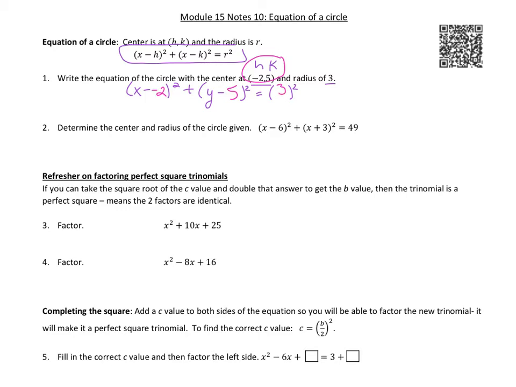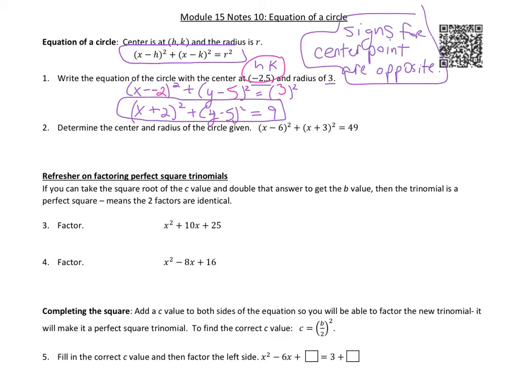Now if you notice, some of these things need to be adjusted. So this first parentheses, if we have minus a negative, becomes a +2. The y will just stay y minus 5. And then when we square the 3, we end up with a 9. So this would be our final equation after we simplify everything. If you notice, inside the parentheses the signs of the x and the y values are always going to be the opposite of what they are for the center coordinate. So you might want to make a note of that in your notes.